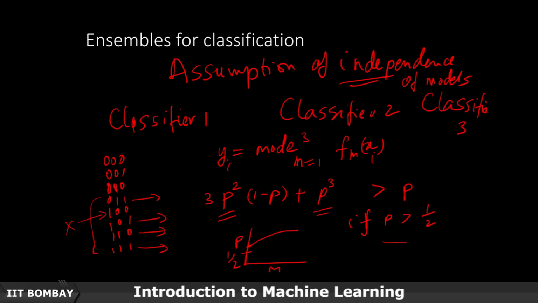The other thing to notice is that they have to have at least some good answers. Even if P is not touching 1, it cannot be below half, assuming balanced classes. So they have to have some learning capability, but they could be weak learners. Weak learner means that their probability of correct classification is not close to 1, but it is greater than half.